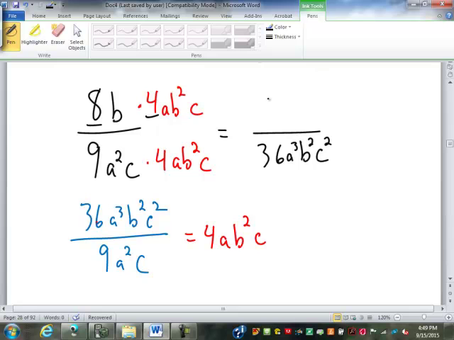8 times 4, 32. A, nothing to multiply by, so just a. B to the third, b to the third, and c.